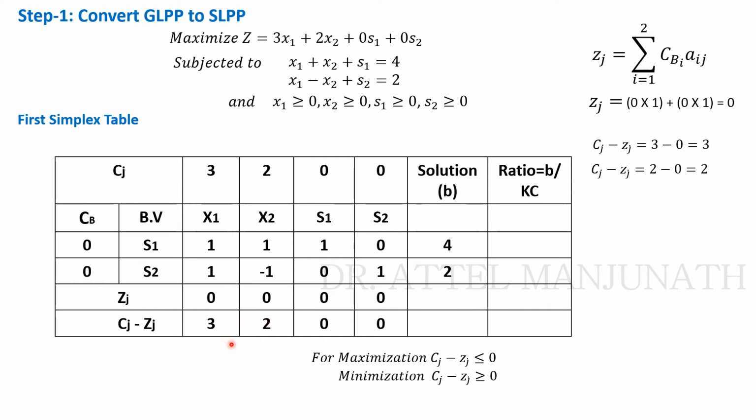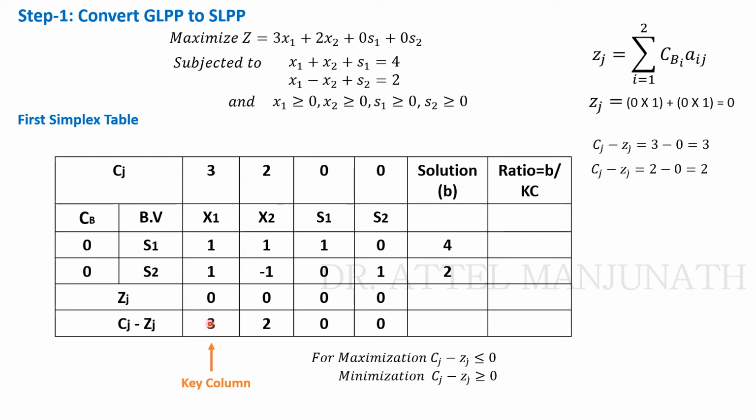Now, as the net evaluation row is not satisfying the maximization condition, that means this solution is not optimal. Hence we need to go for checking the optimality condition, and we need to solve the next iteration. To solve the next iteration, we need to identify the key column. To identify the key column, we have to take the highest positive value in the last row. So here the highest positive value in the last row is 3.